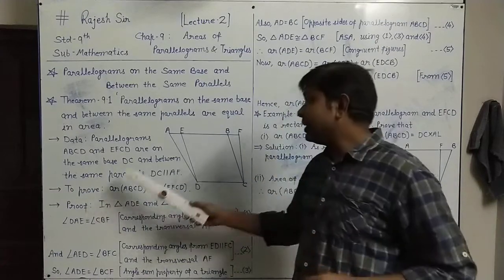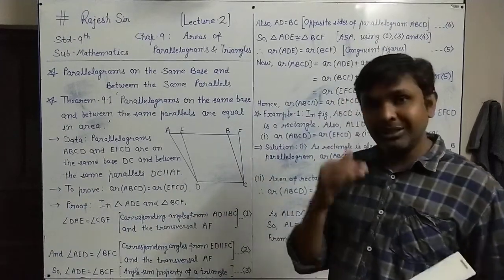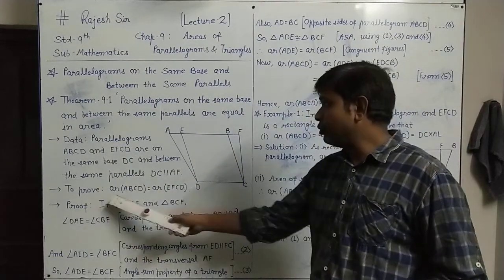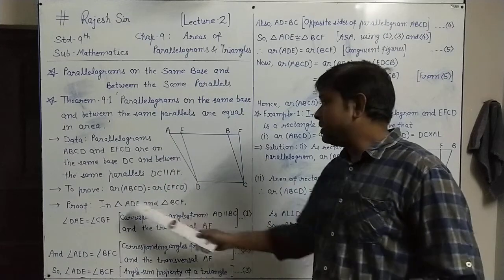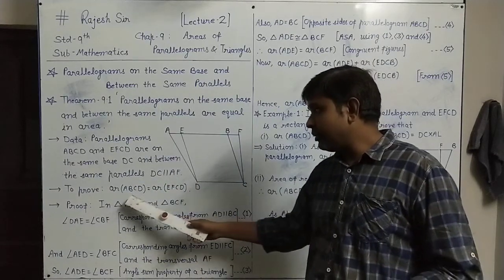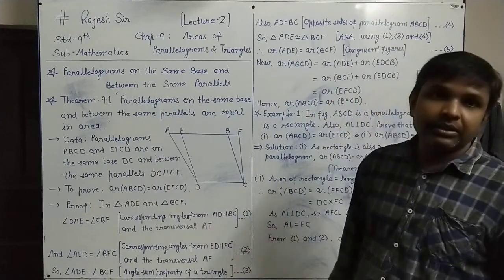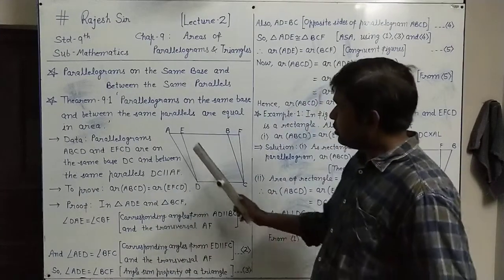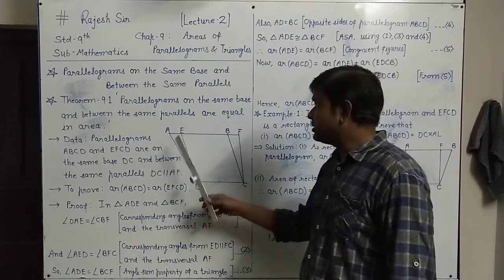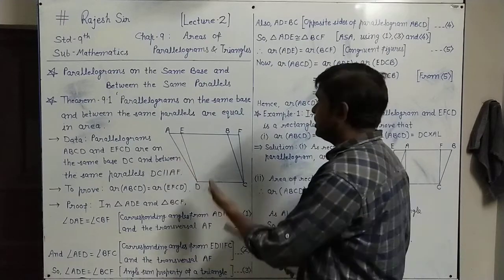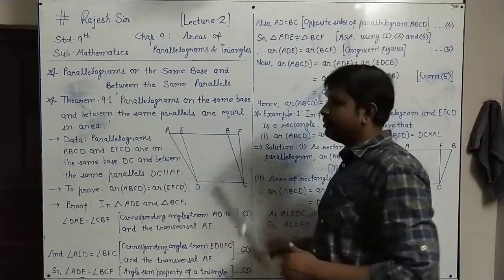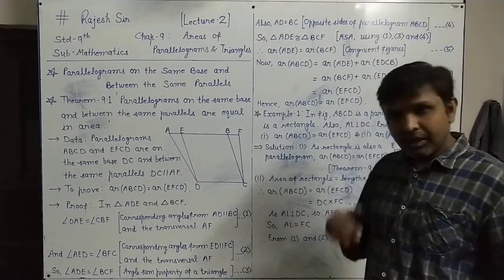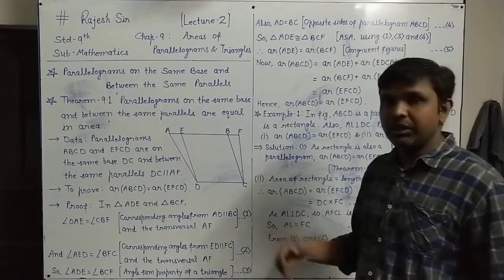To prove, we want to prove that these two parallelograms which are on the same base and between the same parallels have equal area. So to prove, in notation we can write area of ABCD equals area of AFCD, the next parallelogram. To prove this, we start with these triangles. One triangle is ADE on this corner, and on this corner, the triangle BCF. In triangle ADE and triangle BCF, we start with which things are equal, that we will list here.